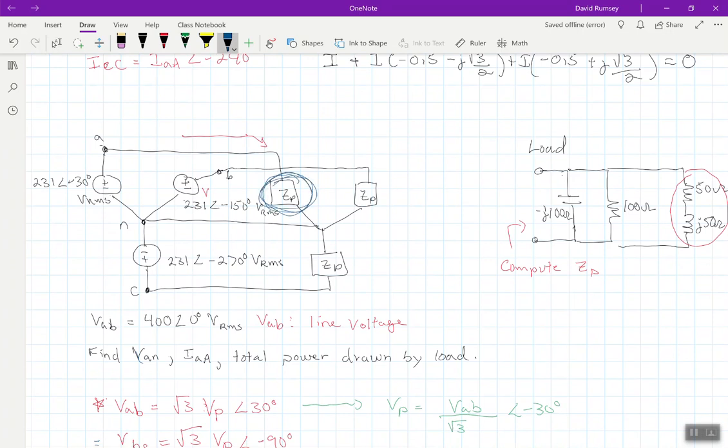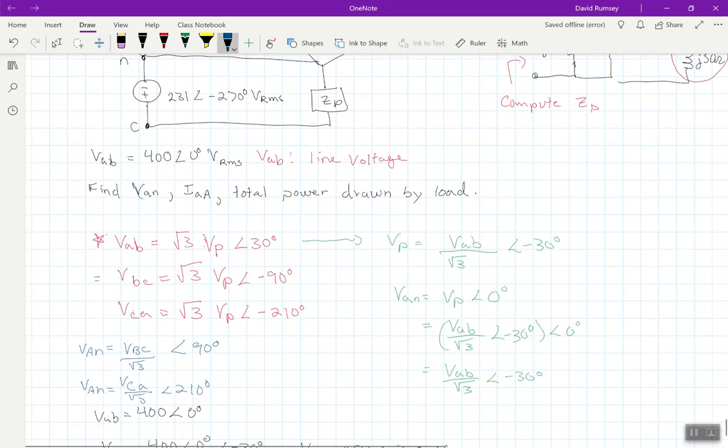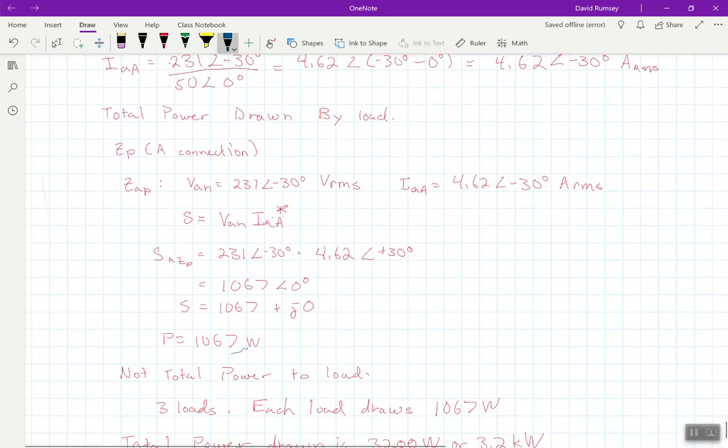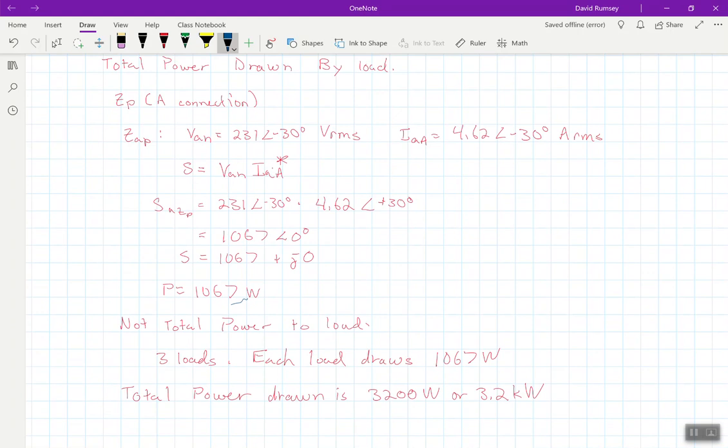But since we're in a balanced situation here, all three of these loads are going to absorb the same amount of power. You don't have to do the phase angle shift, because the phase angle shift just means it's at a different quote time, so it's not a really big deal. And so we would have the same power being absorbed by each of those loads, so we get to simply just multiply this number we found by 3. And we get 3,200 watts, or 3.2 kilowatts. All right?